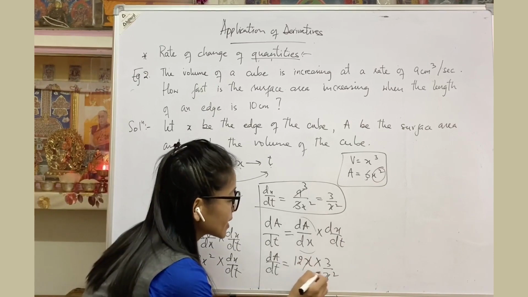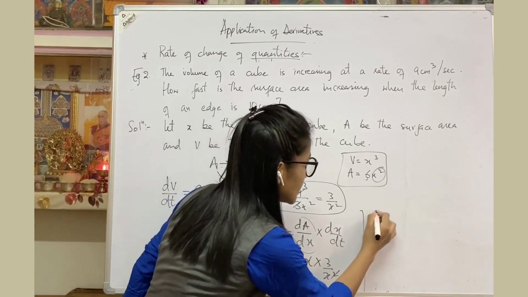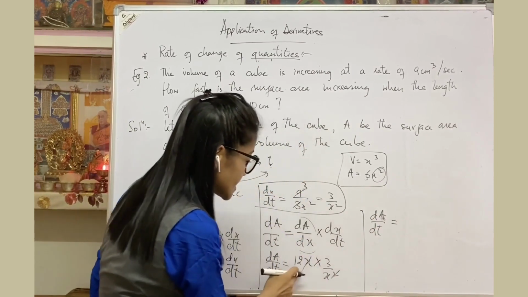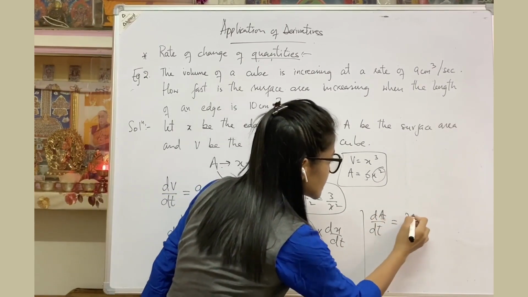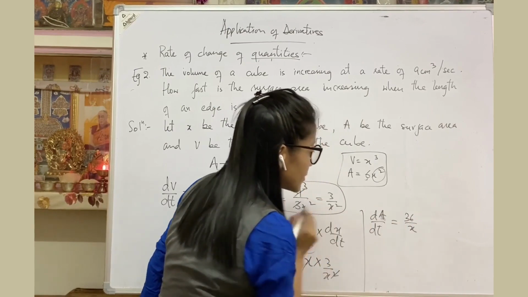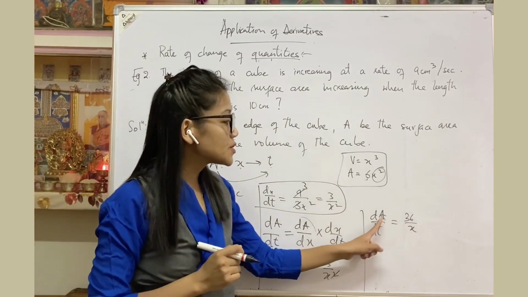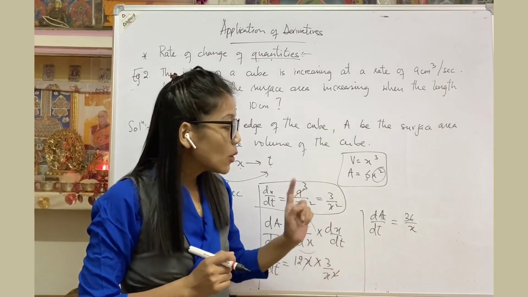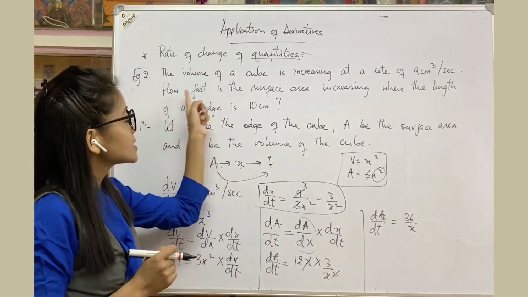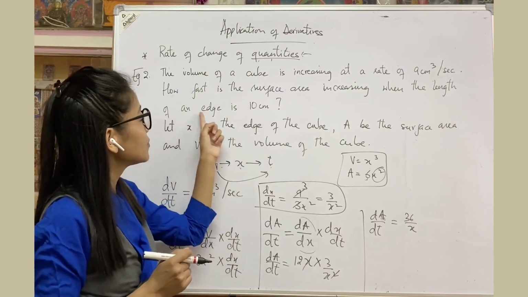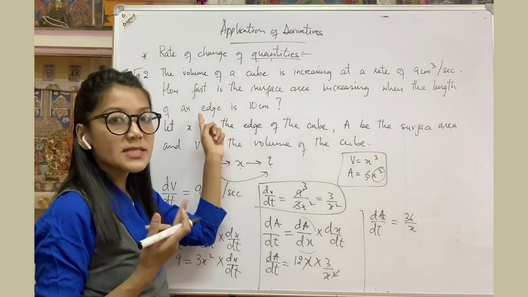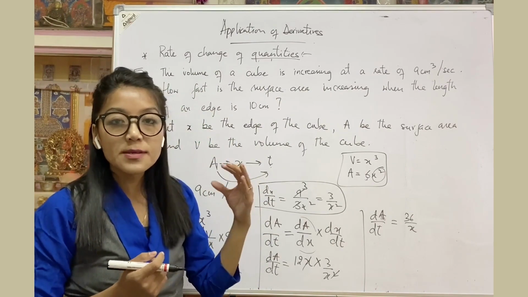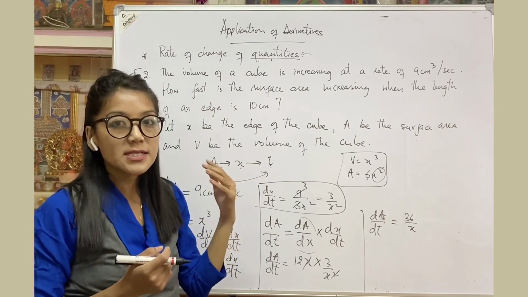Now you can cancel out these two. So we have dA by dt equals, 12 threes are 36, divided by x, right? So this is the rate of change of surface area with respect to time. Now we have to find how fast the surface area is increasing when the length of an edge, or the length of a side, is 10 centimeters. So the side is x, so you need to substitute the value x equals 10.